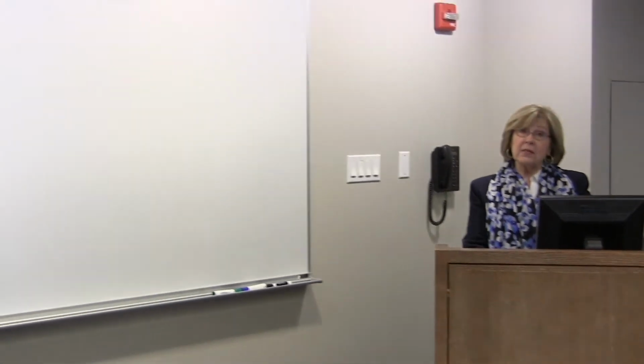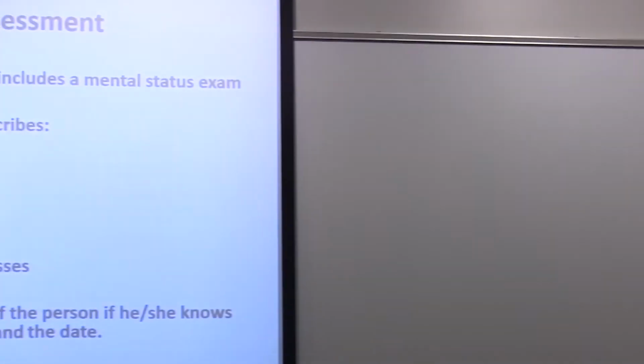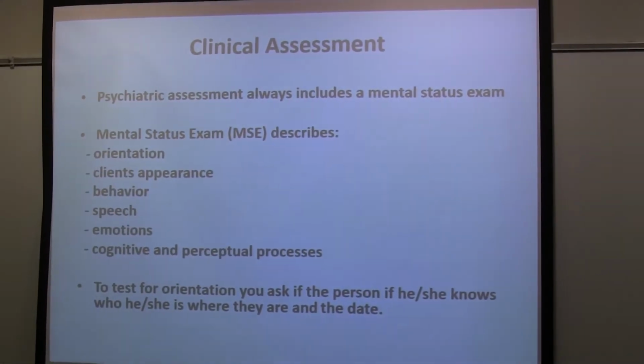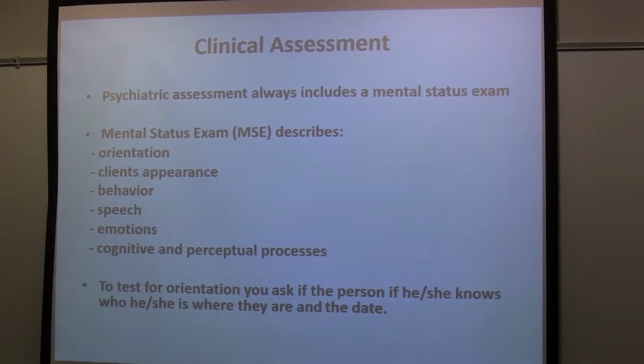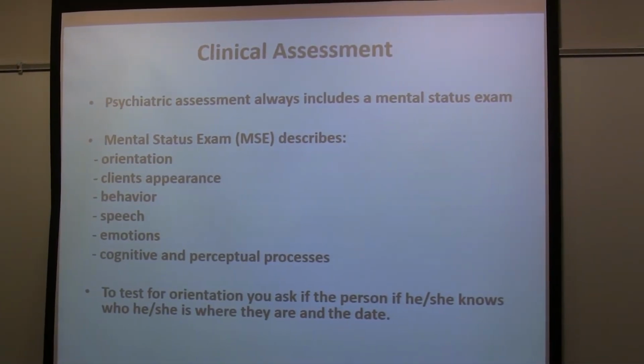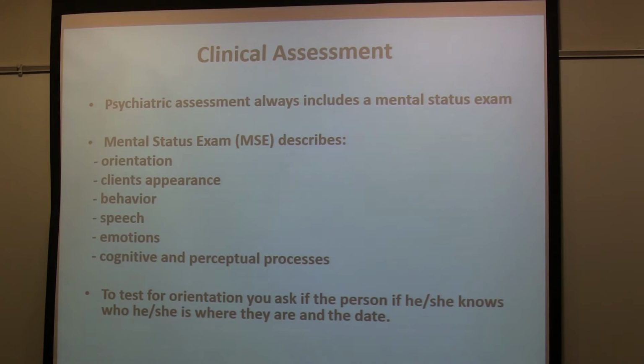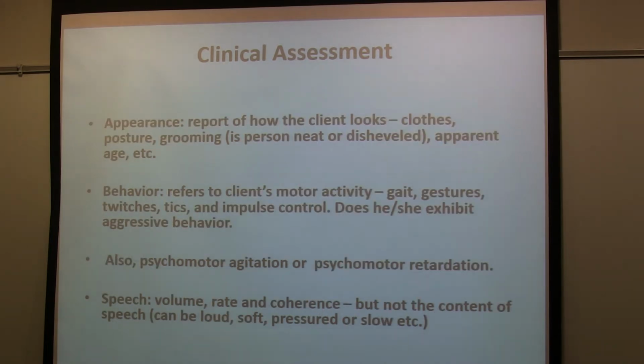Psychiatric assessment always includes, as I mentioned a few minutes ago, a mental status exam. This is really important. And so a mental status exam describes a person's orientation, their appearance, their behavior, their speech, emotions, cognitive and perceptual processes. To test a person's level of orientation, you ask the person if he or she knows who they are, where they are, and what time it is, what the date is. That's how we assess for orientation.